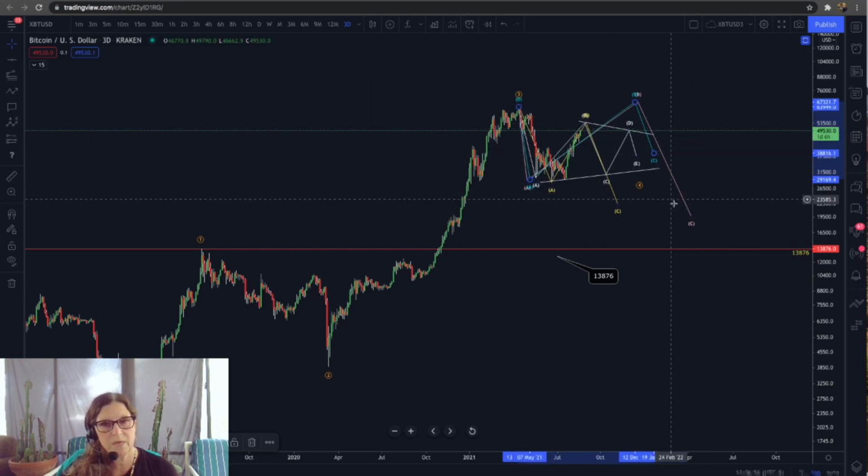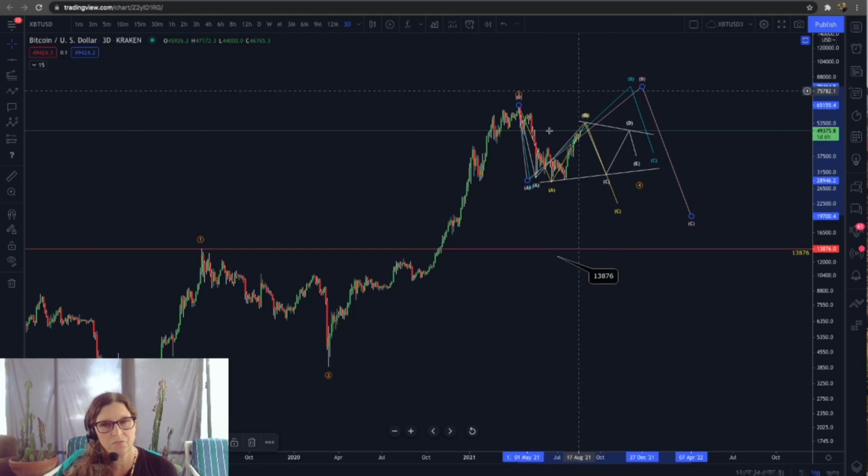The count in pink is the exact same as the count in blue. The only difference is we would make an expanding flat and come deeper. Now both the blue and the pink count break the high of this A wave. This is going to fake you out into thinking that our 5th wave is coming, and then boom, it comes to the downside.